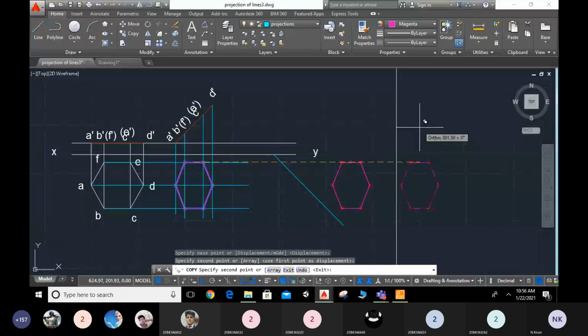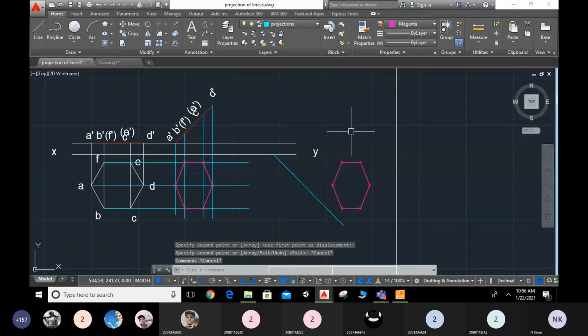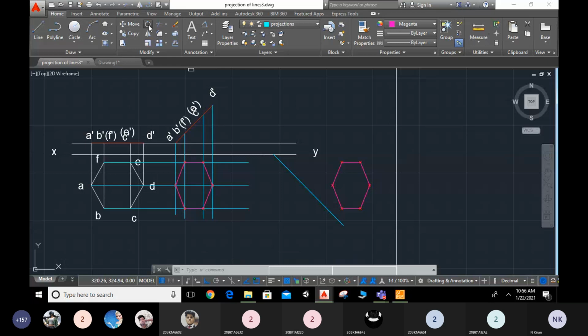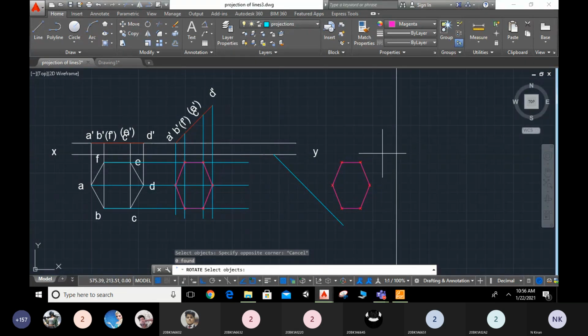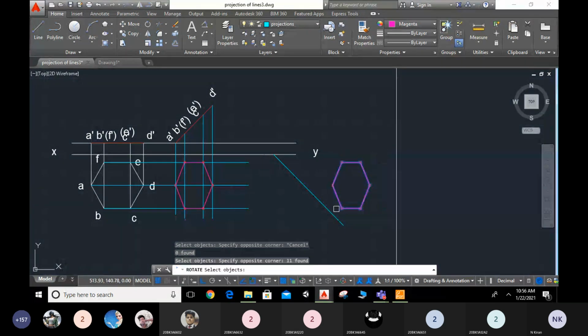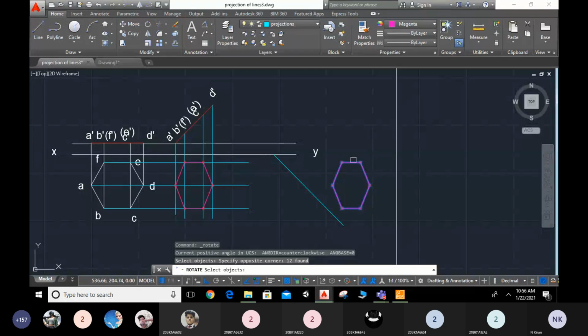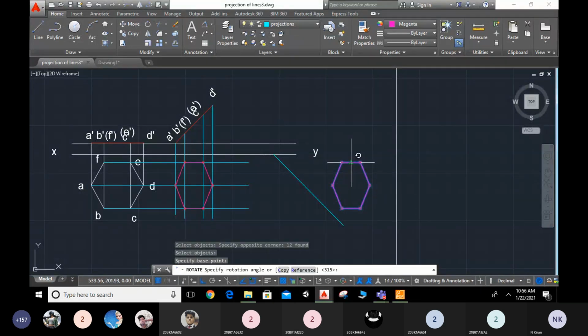I will copy here. Now, what is our other condition? I have to rotate this also, so as to place it on this. It should also rotate 45 degrees. So I will select this one. It is not selecting, so I will select from the left side so that if I touch one line, it will select, and RO enter. After selecting, what is the base point? I will take the midpoint. What is the angle I have to take? Minus 45. Is it right?